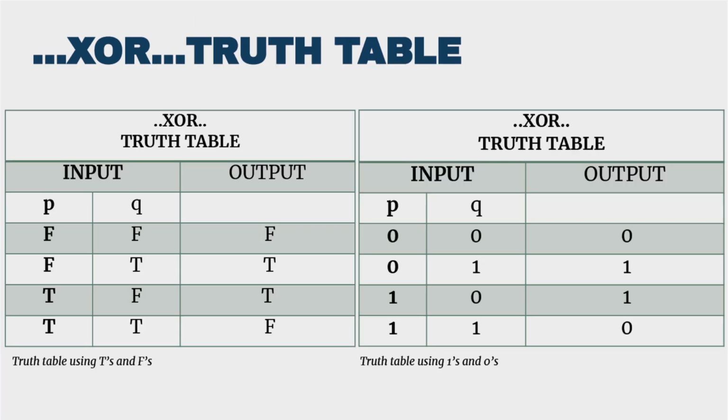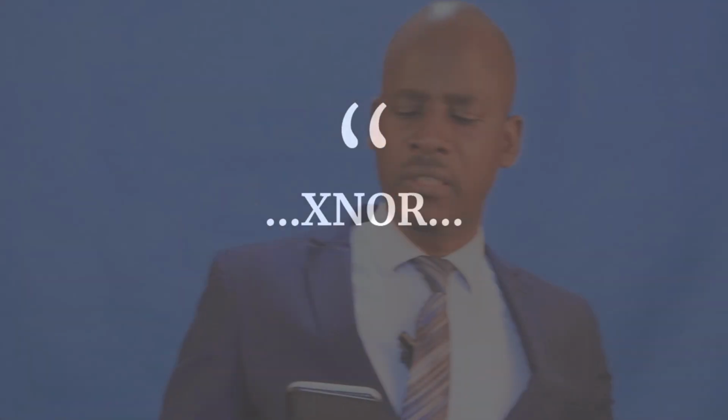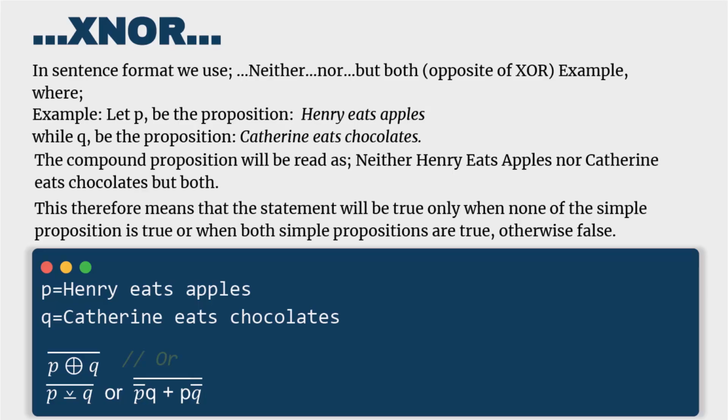Then we have, finally, what we call the XNOR table. Now the XNOR table would be the opposite of the XOR table. Okay? So you have P, Henry eats apples, and Q, Catherine eats chocolates. The compound proposition will be read as neither Henry eats apples nor Catherine eats chocolates, but both. So you have the neither nor, but at the end you add but both.